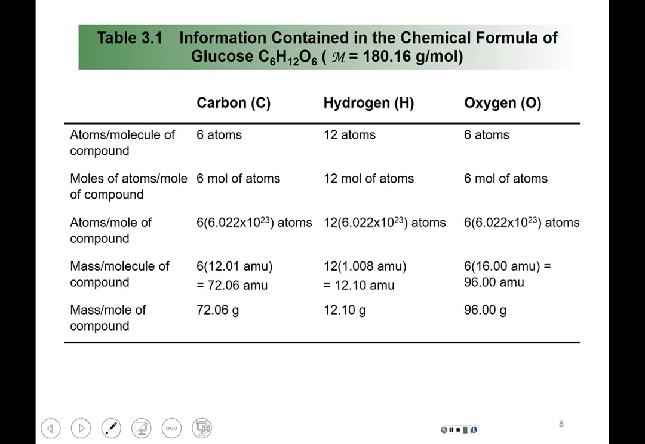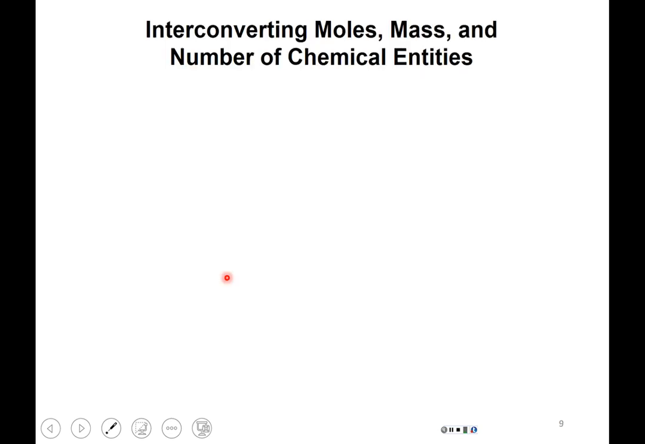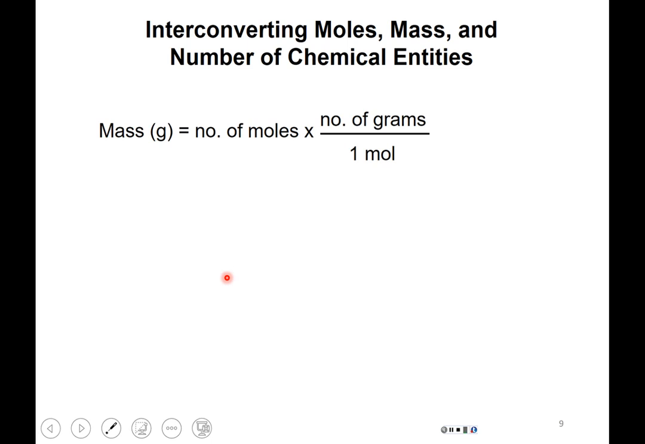And then as we're going to see in a couple slides here, you can convert from moles of something into number of atoms of something by multiplying by Avogadro's number. And you can also calculate the mass of something by multiplying by the atomic weight. And that's something that we're also going to be doing. And so that brings us to, how do we interconvert between moles, mass, and number of chemical entities?